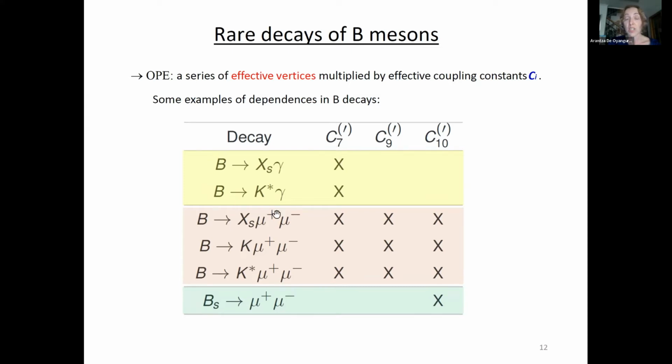For instance, in the case of the radiative processes, B to X gamma or B to K* gamma, what you are going to check is the C7 or the C7 prime Wilson coefficient. In the case that you have a semi-leptonic decay, you are sensitive to all of them. I will explain. And in the case of the Bs to mu mu, as I have showed you the expression, you are sensitive to the C10.